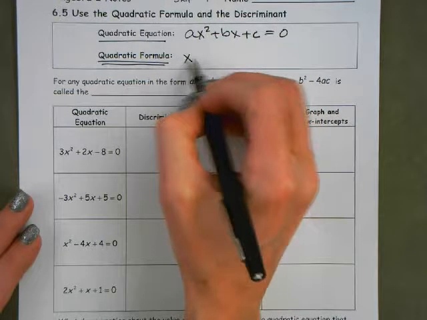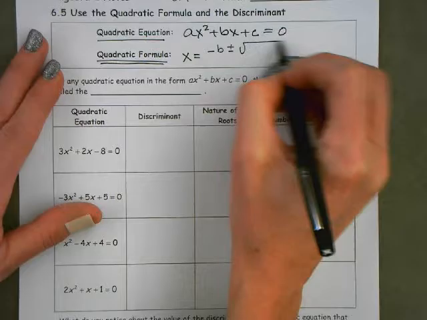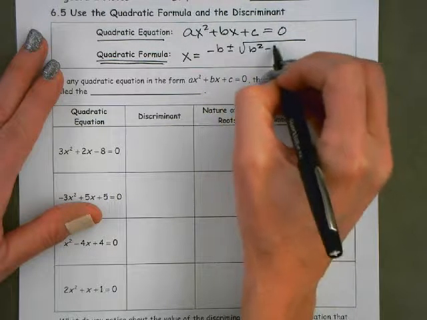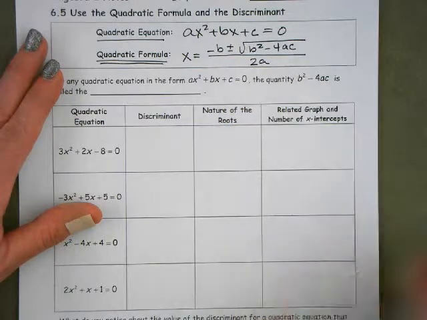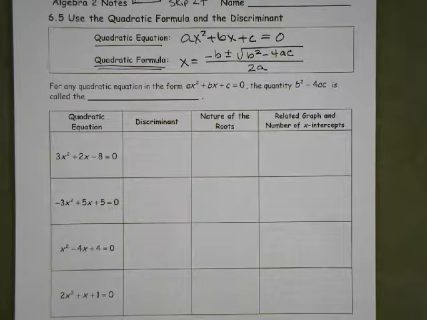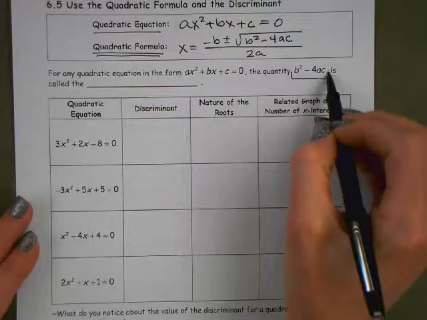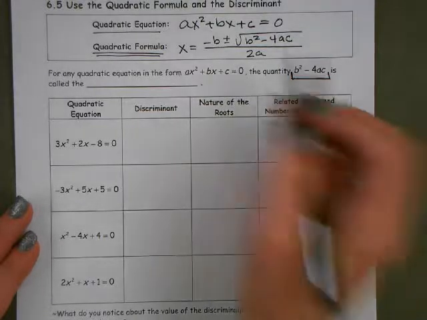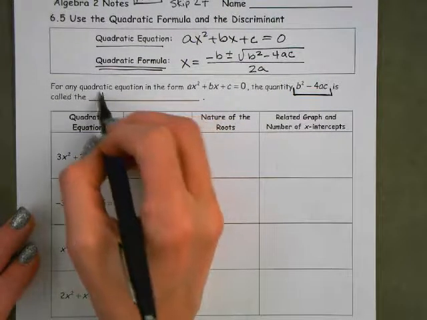So the formula is x equals negative b plus or minus the square root of b squared minus 4ac, and that's all over 2a, okay? So that should probably bring back some really good math. Okay, so what we're going to focus on right now is this word called the discriminant. And if you notice here, this b squared minus 4ac, which is underneath the square root sign, that is what we call the discriminant.